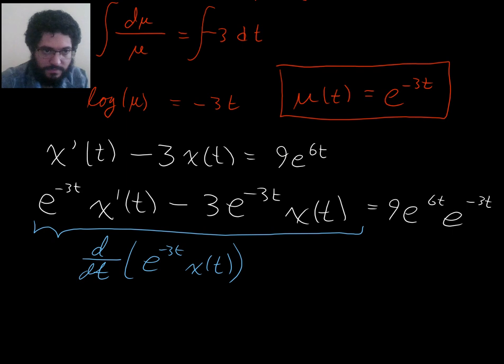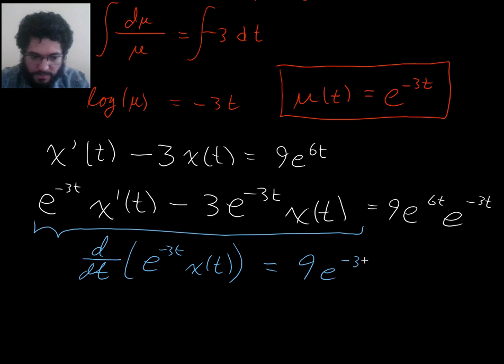So let me just continue writing in blue. So our new differential equation is, let me simplify the right-hand side, e to the 6t times e to the minus 3t. That's e to the 3t. And now I can integrate. So this is why mu is called an integrating factor. It's a factor that you multiply the equation by, so that now the equation becomes something you can integrate to solve. So it has enabled us to integrate.